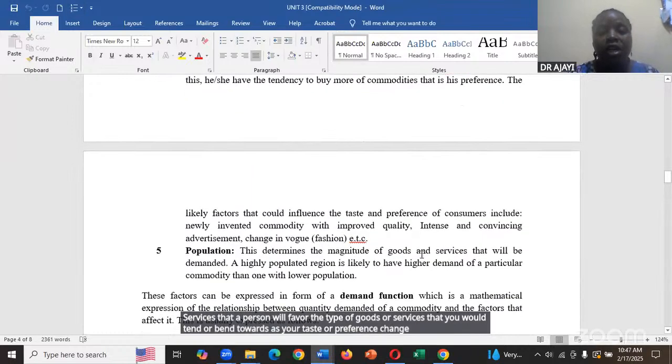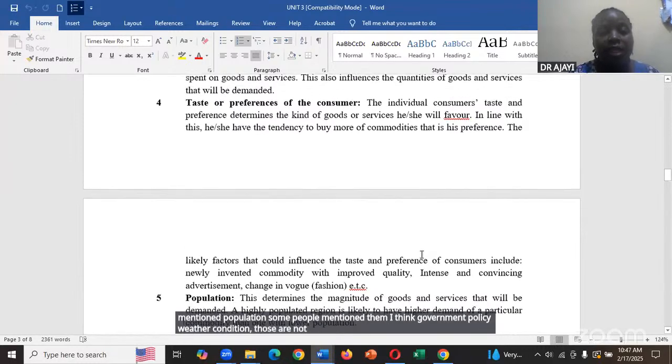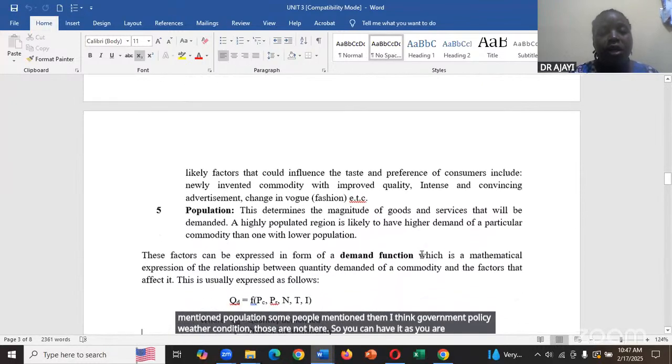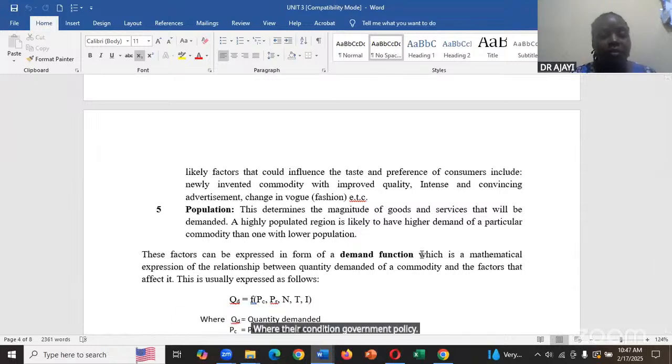So somebody already mentioned population. Some people mentioned, I think, government policy, weather condition. Those are not here. So you can add them to your notes as you go: weather condition, government policy, so that we have more. We have 5 in this slide, but you definitely have more.